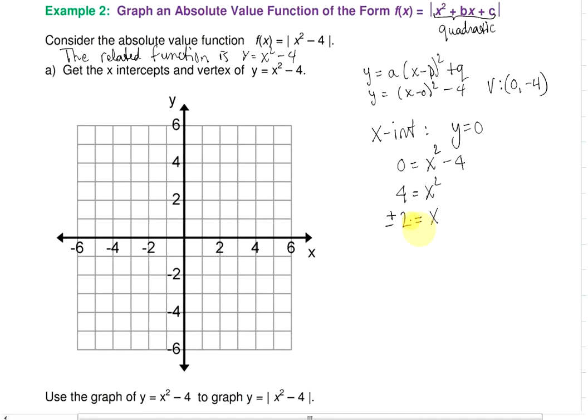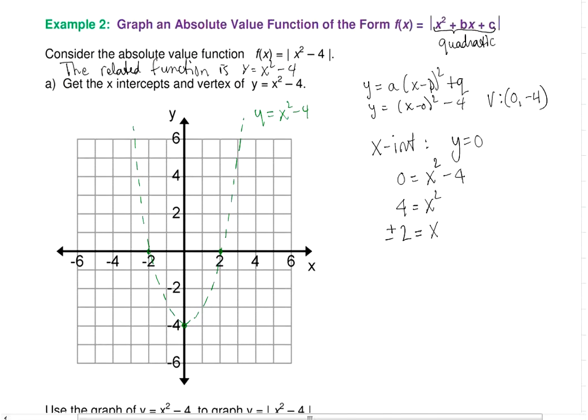Okay, so we're going to sketch this graph in. Our vertex is at 0 and negative 4. We have x-intercepts at 2 and negative 2. And because this is not our absolute value graph, we are going to sketch in the parabola with a dotted line. So this is y is equal to x squared minus 4. Okay, so we're going to use this graph to graph y equals the absolute value of x squared minus 4.